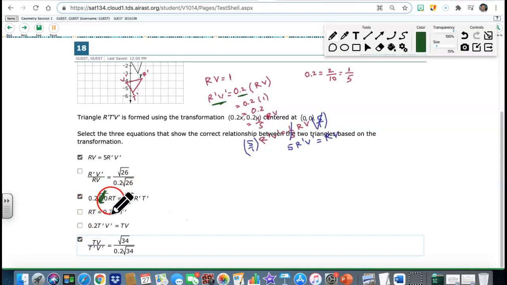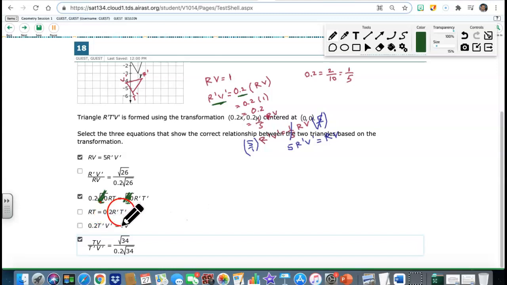0.2 RT. Let me see. 0.2 of RT. Yes, the original one. Remember, RT is the big one. It's equal to the little one. Yes. 0.2 of the big one is going to give you a little one. That's right. Here, the big one is equal to 0.2 of the little one.